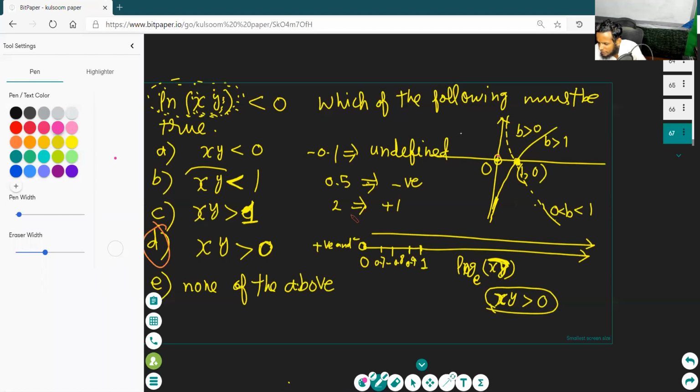The graph domain starts from 0, and 0 is not added. On this, before 1, from 0 to 1, 1 is not added, our graph is negative. See, the graph is negative for b greater than 1. If our base is greater than 1, then the graph gives the negative answer for 0 to 1. Okay.